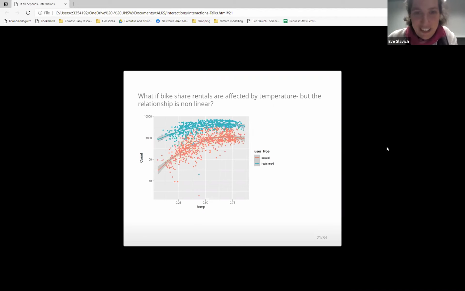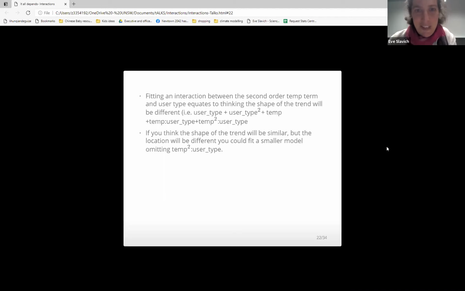So what would that look like in a model? That would basically be like fitting an interaction between the second order temperature term, so temperature squared. The square is meant to be on temperature. Okay, I've stuffed up the slide, but between the second order temperature term and user type.